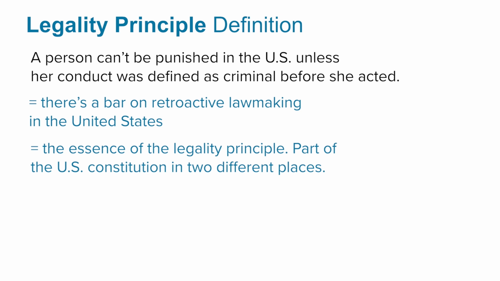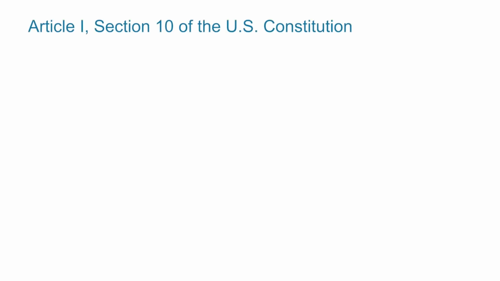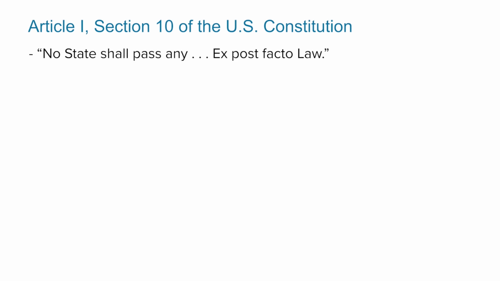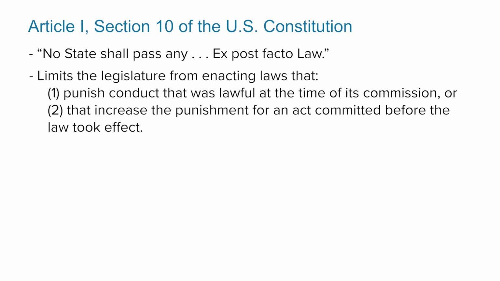And it's also part of the US Constitution in 2 different places. The first prohibition on retroactive lawmaking can be found in Article 1, Section 10 of the US Constitution. That section prohibits federal and state legislatures from enacting ex post facto, which is to say, after the fact, legislation. This ex post facto prohibition specifically limits the legislature from enacting laws that either punish conduct that was lawful at the time of its commission or that increase the punishment for an act committed before the law took effect.